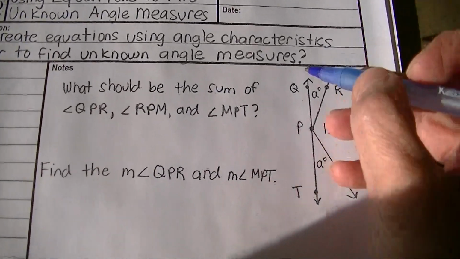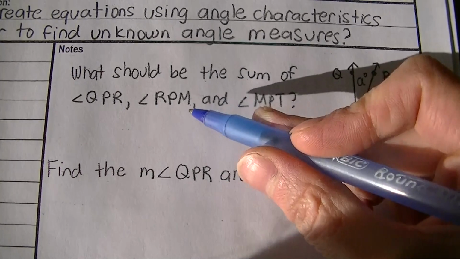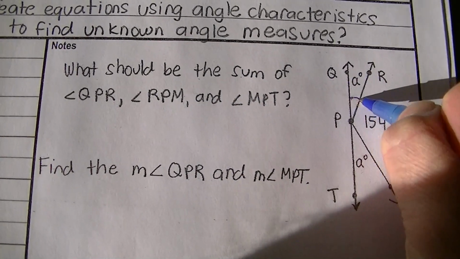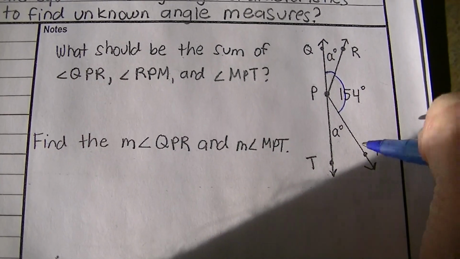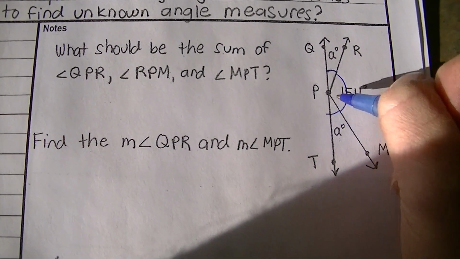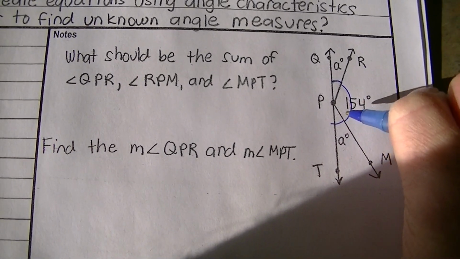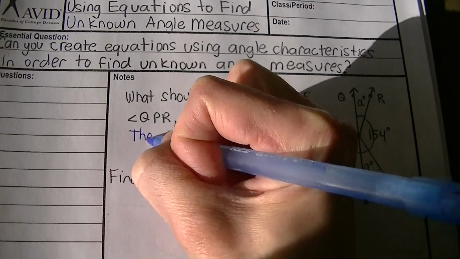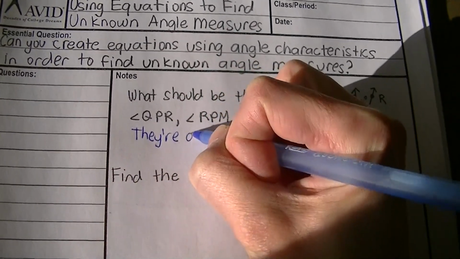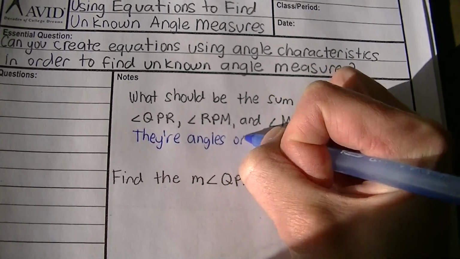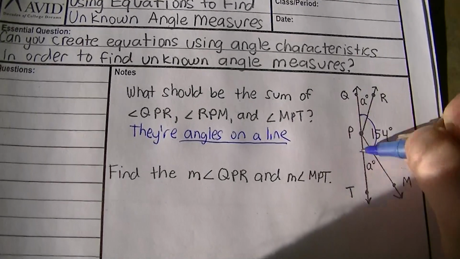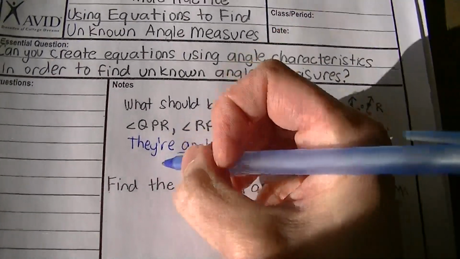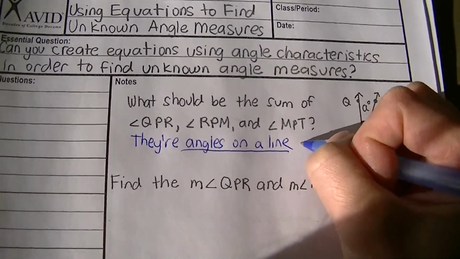Looking at them, when I draw in their arcs, angle QPR is right here, angle RPM is right here, and angle MPT is right here. Just by looking at that, I know they're angles on a line, so their sum is going to be 180 degrees. See, there's a line. When they're angles on a line, their sum is 180 degrees.